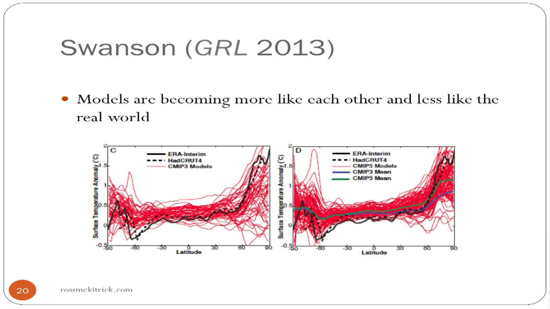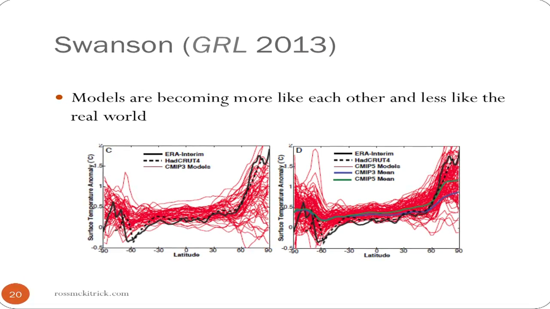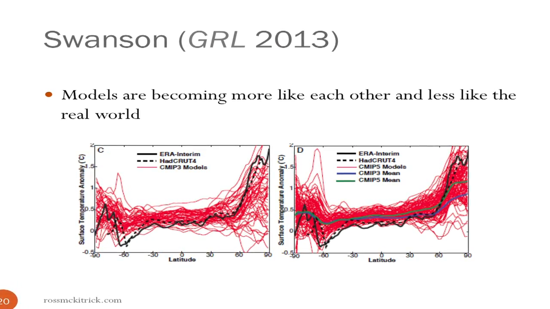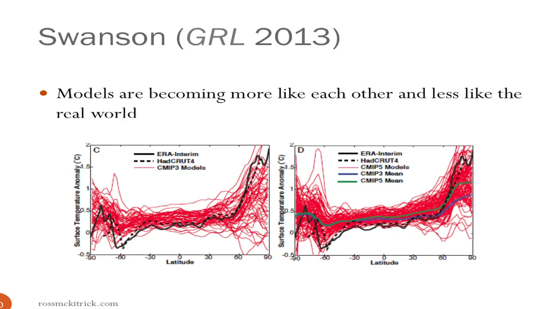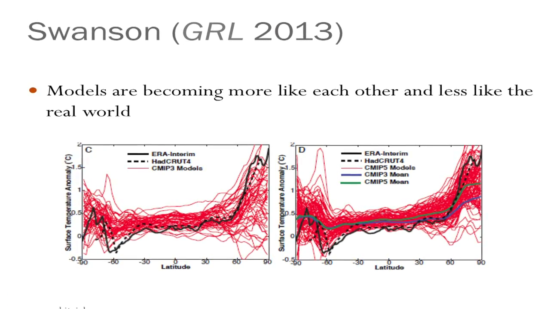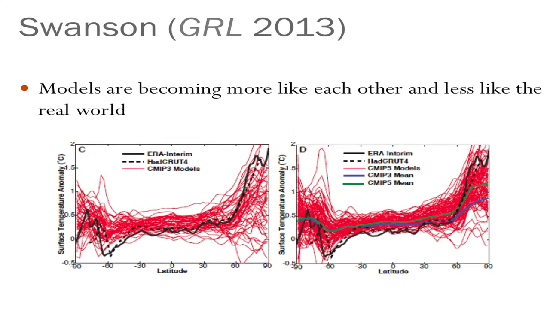One other paper that I want to bring to your attention is a very interesting study by a fellow named Kyle Swanson in Geophysical Research Letters last year. He was looking at a comparison between the models used for the fourth assessment report and the fifth assessment report. The fourth assessment report suite of models are called CMIP3. That stands for the Coupled Model Intercomparison Project number 3. And then the most recent IPCC report used the CMIP5 models, Coupled Model Intercomparison Project number 5.